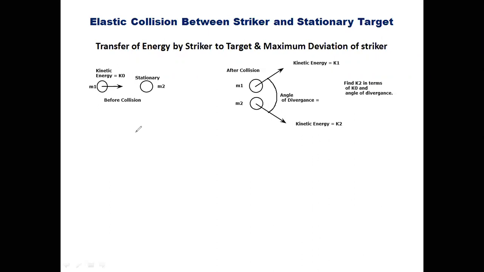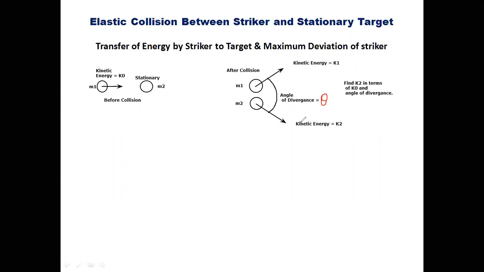As shown in the figure, you have mass m1 moving with some kinetic energy k0, which collides with the stationary particle of mass m2. This is the status before collision on the left hand side, whereas on the right hand side, after collision, the particles m1 and m2 are moving in directions at some angle. Let's say the angle of divergence is theta.